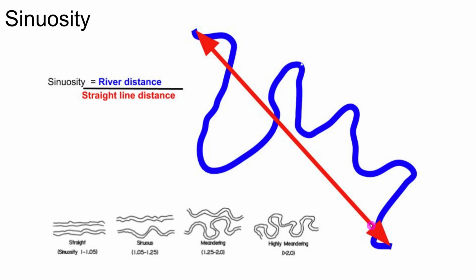the river miles would be twice the distance, or over twice the distance, of the straight line distance. So it's super simple math. You just divide the river distance by the straight line distance, and then look at the chart to see what the descriptive word is, the term for that river shape.